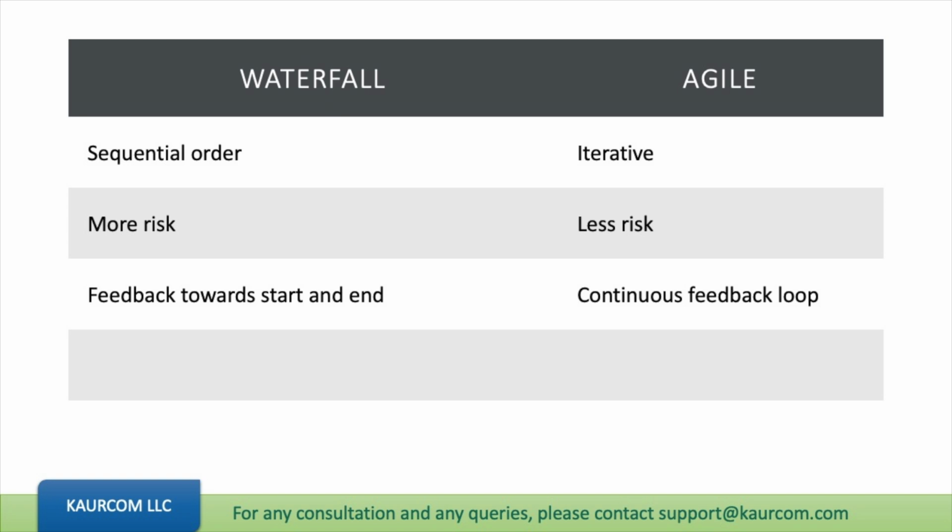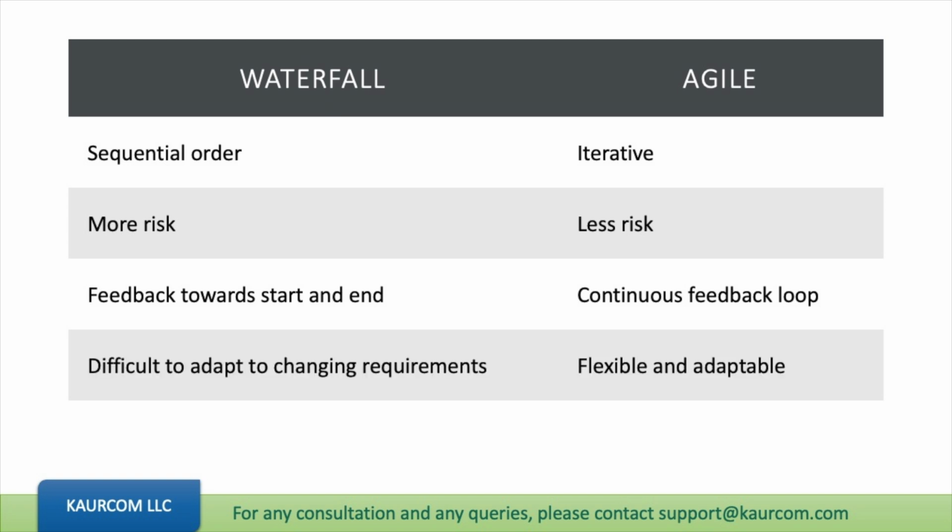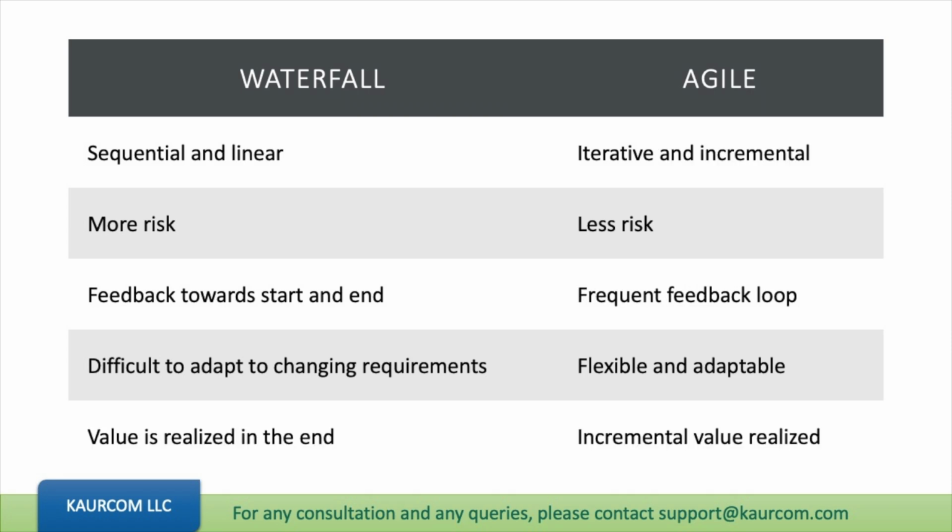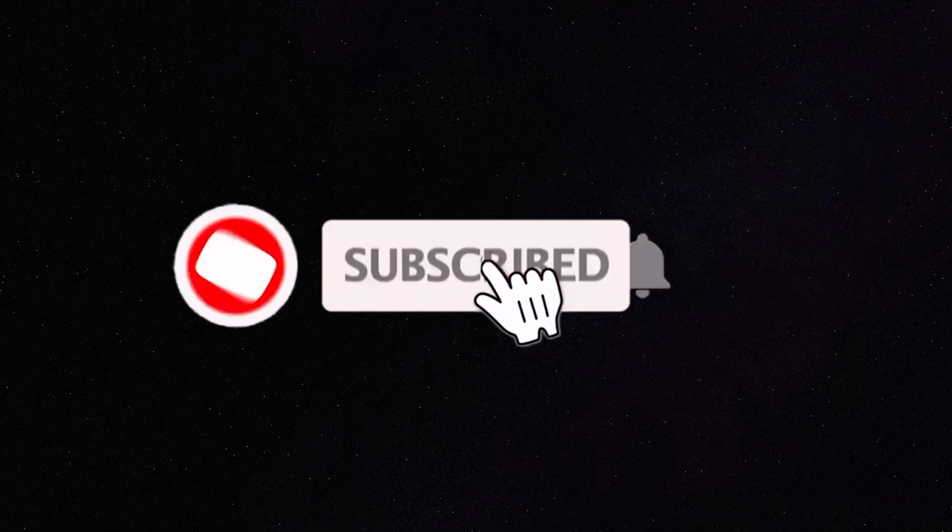Agile, on the other hand, is less risky, and that is because of its iterative nature. You get frequent feedback and you get to correct issues as you find them. Because of the rigid nature of the Waterfall model, it's difficult to adapt to changing requirements, whereas in Agile, it's easier to course correct and adapt to the changes. And finally, as we have seen in the cupcake example, in the Waterfall model, you get to see the value of the product only at the end, but in Agile, you realize the incremental value. I hope this explains the difference between Waterfall and Agile and why Agile is more widely adopted today.